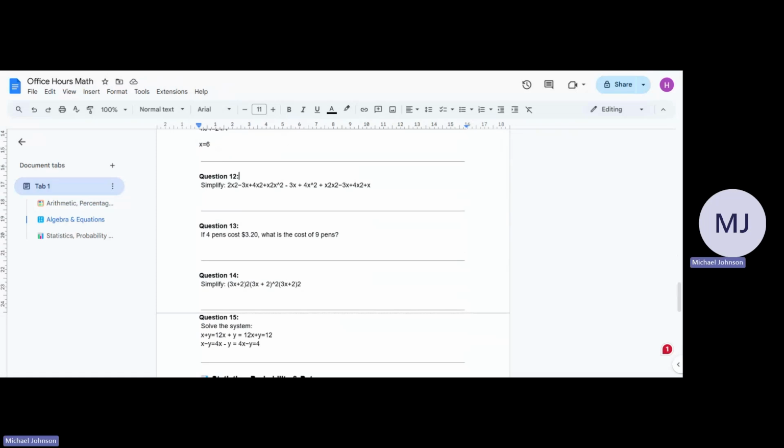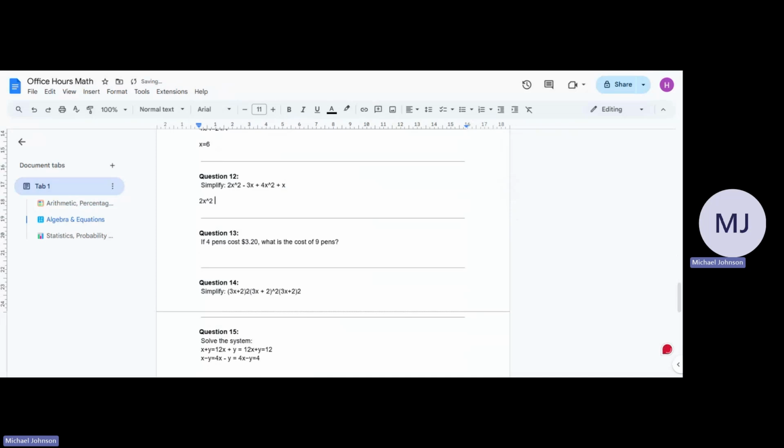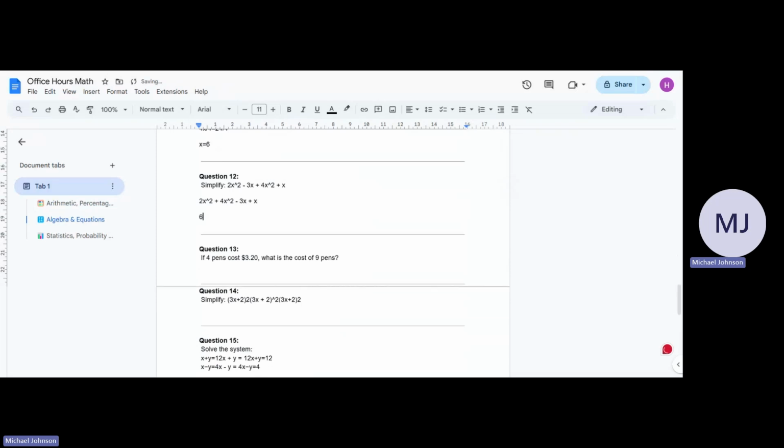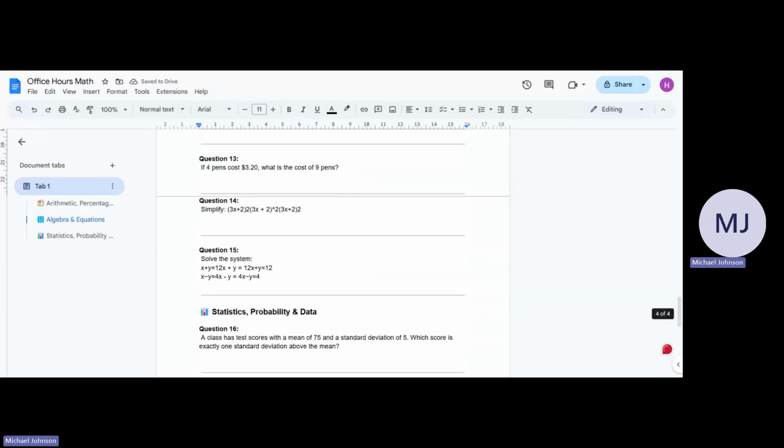And then this one, again, is the repeating situation. So it's supposed to be 2x squared minus 3x plus 4x squared plus x. We want to simplify this. So how we do this is we group like terms together. 2x squared plus 4x squared, minus 3x plus x. 2x squared plus 4x squared is 6x squared. Negative 3x plus x is negative 2x. So that's how you do that there.